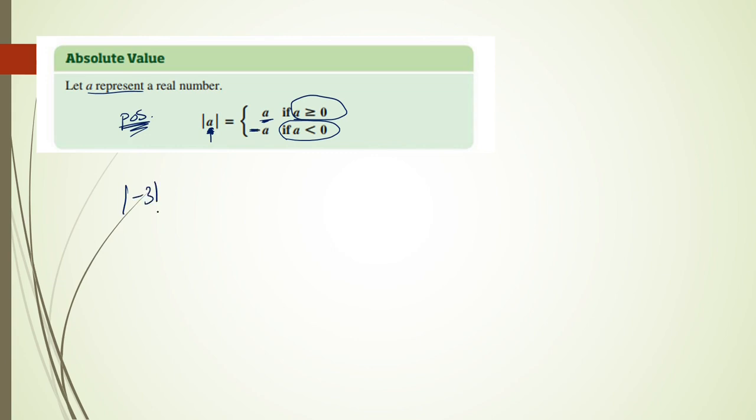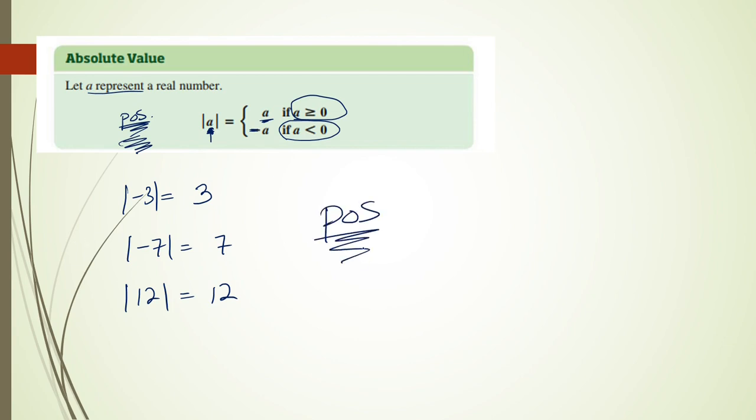For example, the absolute value of negative 3 is positive 3. We have to multiply this negative by a negative 1 to get a positive 3. The absolute value of negative 7 is positive 7. We want to make sure the absolute value of any number is positive. The absolute value of 12 is 12. It's positive, we keep it. If it's negative, we make sure we change it to a positive. So again, the absolute value of any number is always positive. Make sure the absolute value is always positive.